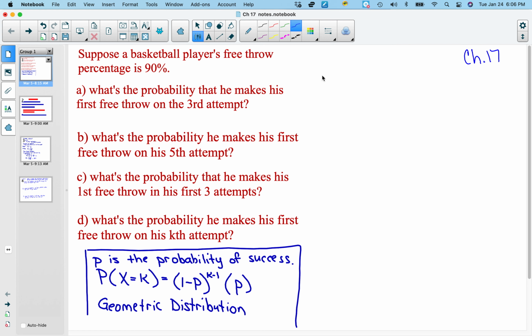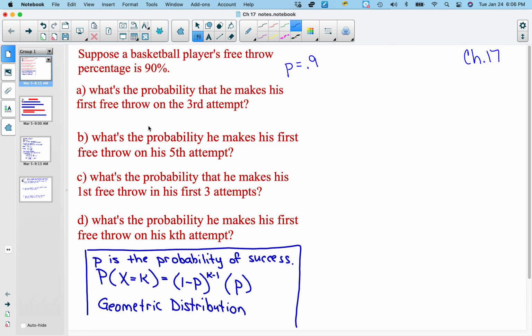Anyway, starting off here with an example, suppose a basketball player's free throw percentage is 90%. Part A, what's the probability that he makes his first free throw on the third attempt? I have to be careful with saying these because it's like a tongue twister. So you think about what that means. First of all, the probability of success, I'm going to call that P, equals 0.9. That's the probability that he makes it.